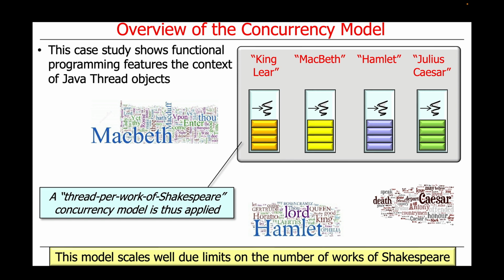Naturally, if we had millions and millions of works to search, we might need to consider either a different concurrency model, such as a thread pool, or switch over and use Java virtual threads instead of using Java platform threads.